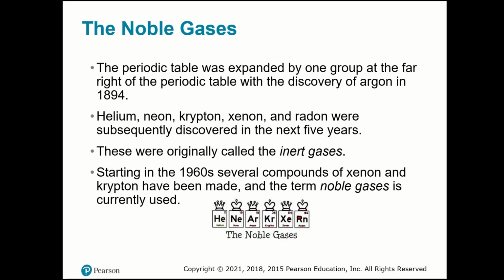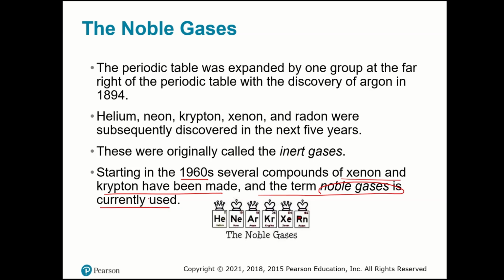So then we have the noble gases. The periodic table was expanded by one group at the far right with the discovery of argon in 1894. Helium, neon, krypton, xenon, and radon were subsequently discovered in the next 5 years. These were originally called the inert gases. Starting in the 1960s, several compounds of xenon and krypton have been made, and then the term noble gas is currently used.